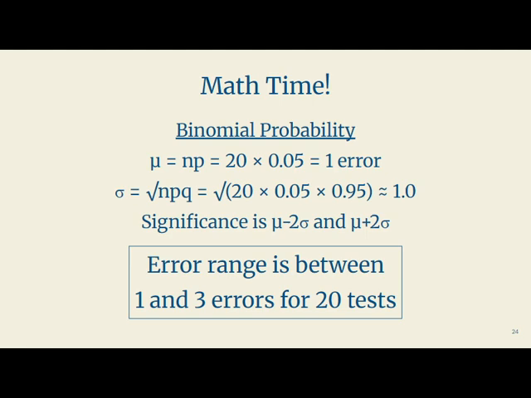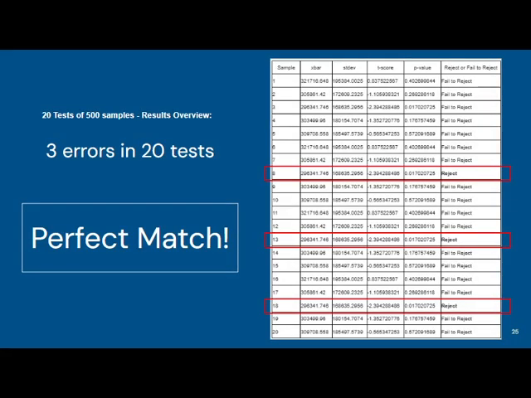Our new error range is between 1 and 3 errors, so the math definitely changed. But did it change in practice? Let's take a look now at what the results are. So what did I get? You can't really read that print, so I highlighted where the results told us to reject our null hypothesis. Rejecting would mean the population mean is wrong, but we know it's right because we already calculated it. So 3 rejects mean 3 errors. That's a perfect match to what our probability formula predicted.